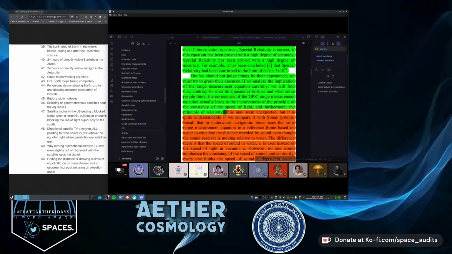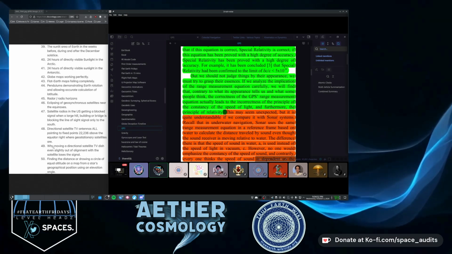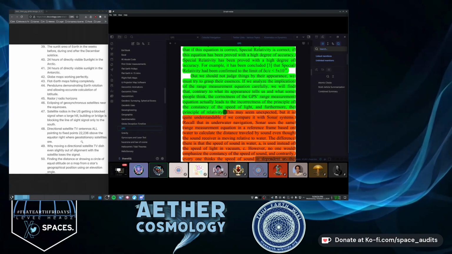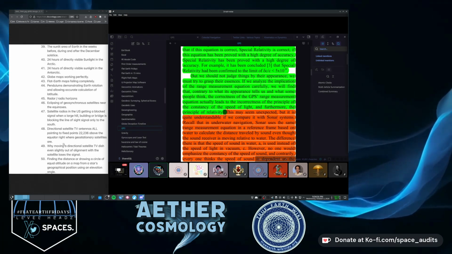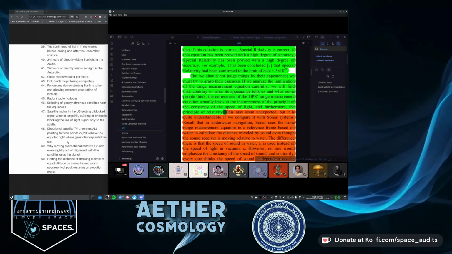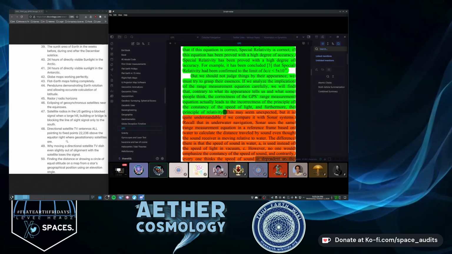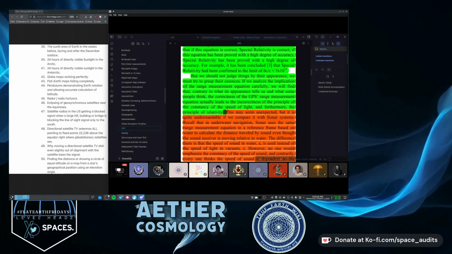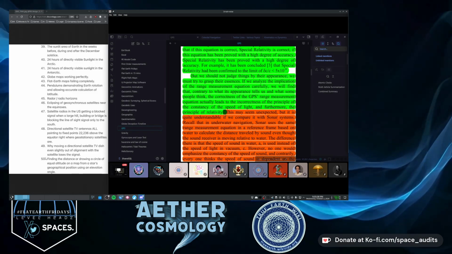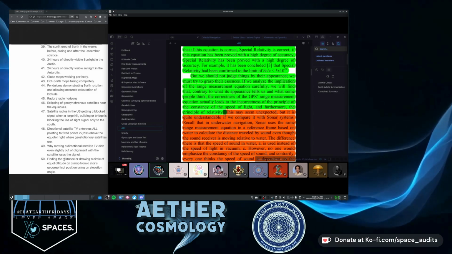So directional satellite TV, yeah, I read that one. Why does moving a directional TV satellite dish slightly out of alignment lose signal with the satellite? Well, again, you're going to get the maximum strength when you're pointed at the object that's emitting it. So that doesn't mean anything.